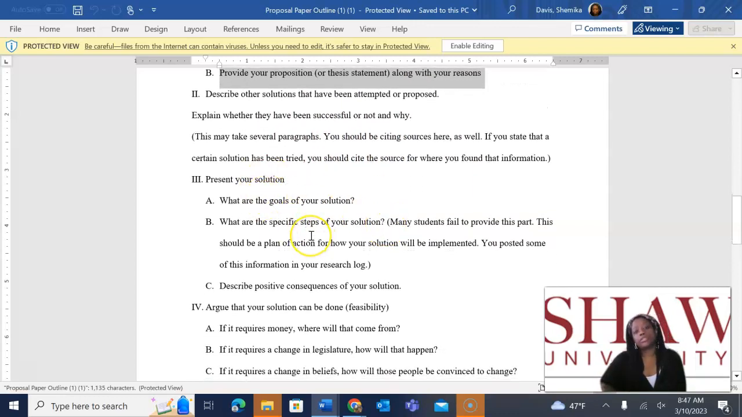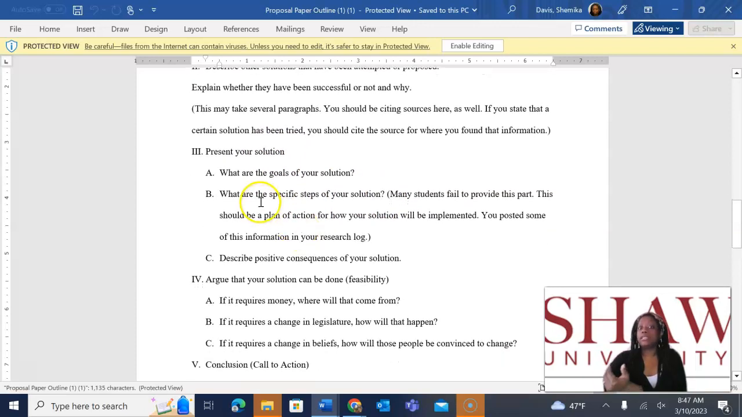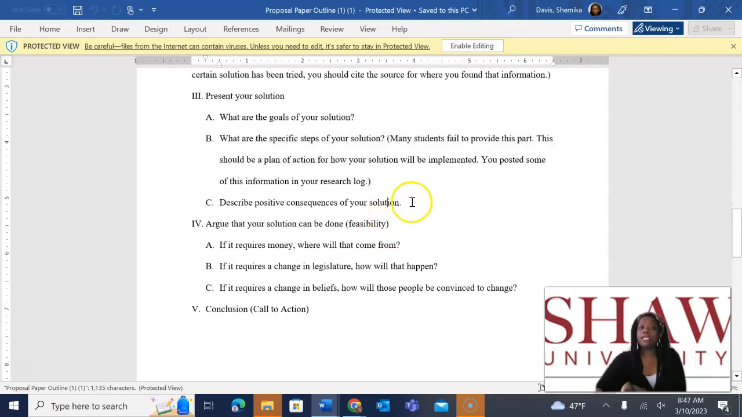Next, you're going to present your solution, right? So what are the goals of your solution? The next part is actually giving me specific steps. A lot of students do not do this, and this is something that they lose points on. Make sure you say, okay, well, first we're going to do this. Next, we're going to do that, right? Or step 1, we'll do this. Step 2, we'll do that. I don't care how you get the verbiage across, but I want to see some type of verbiage that gives me a plan, okay? Lastly, in this section, you have to describe the positive consequences of your solution. So what's the positive outcome of what your solution is going to do, all right?